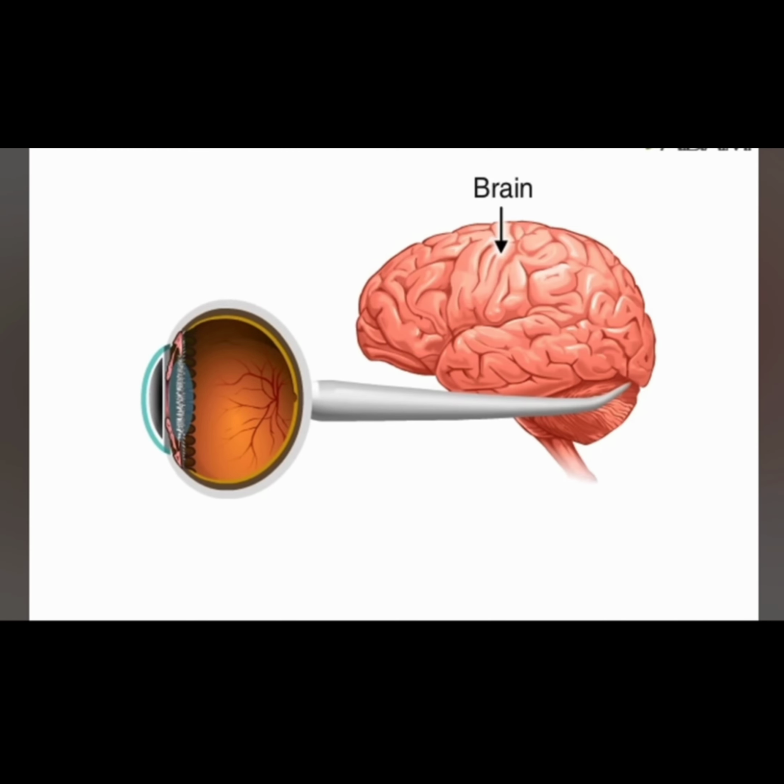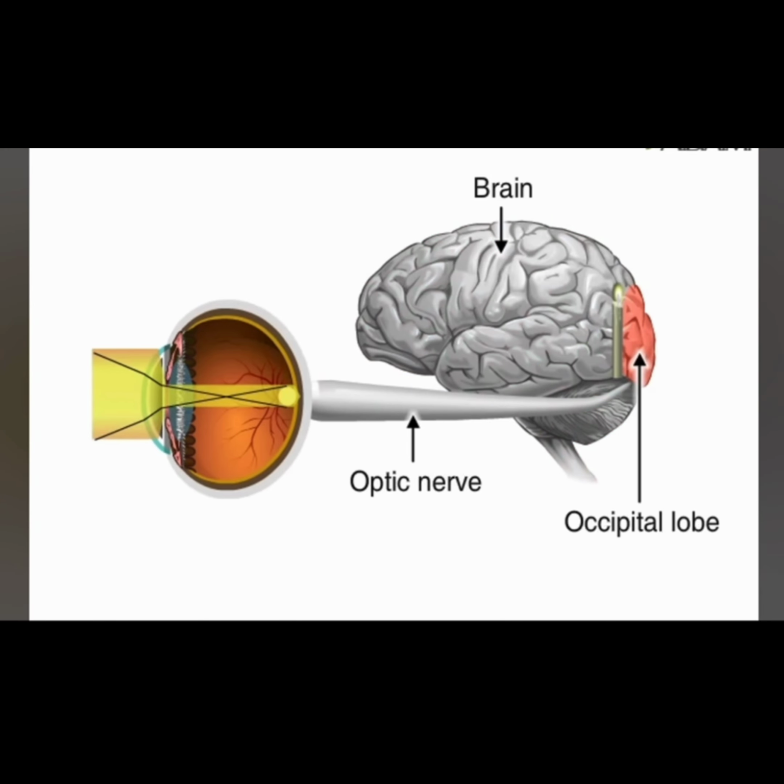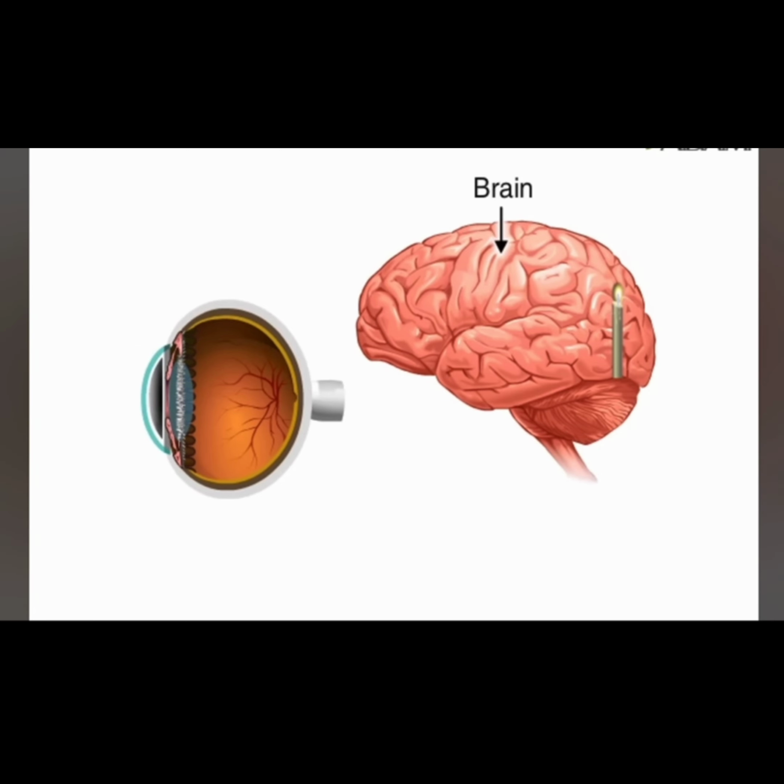In the brain, it goes to the back side, where the occipital lobe is present, where the image is formed. Here we can see in the diagram how the optic nerve goes to the occipital lobe and where the image is formed. The brain interprets the image from the light.